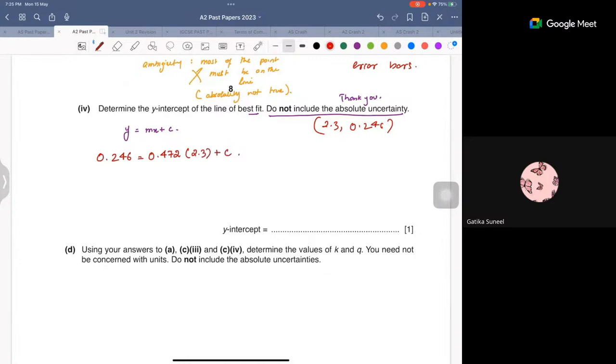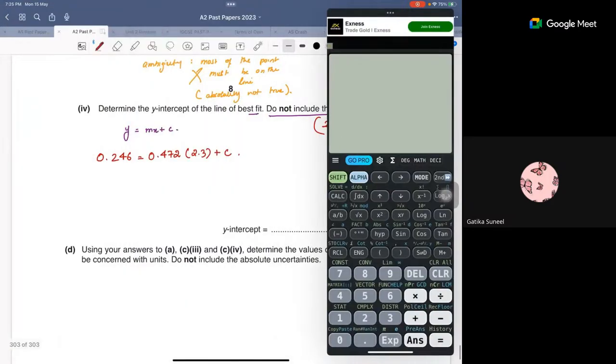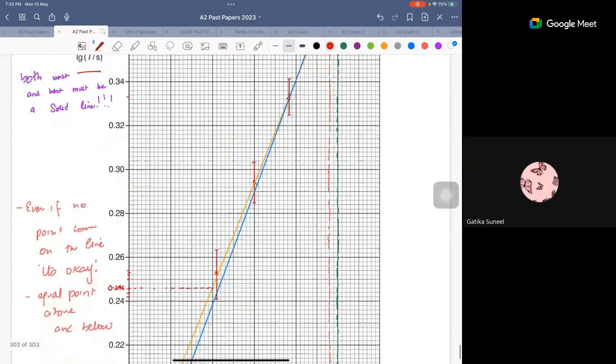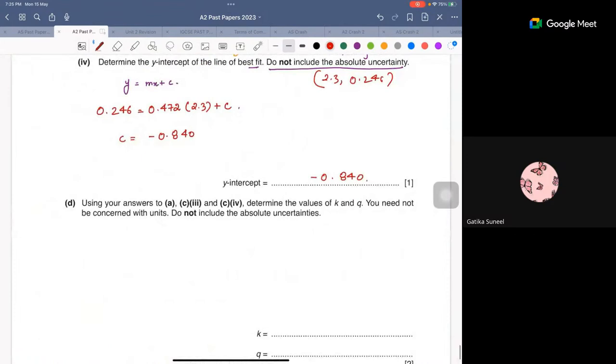Now let's try this. 0.246 minus 0.472 times 2.3. My y-intercept comes out to be negative 0.840. So I'm going to write it this way: negative 0.840. Obviously, because there are no units, this is LG, and LG has no units, so you don't have to write it. Then let's go forward.